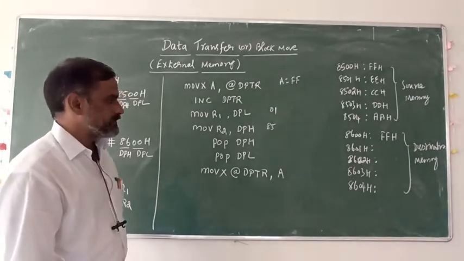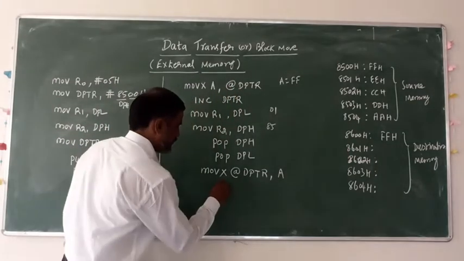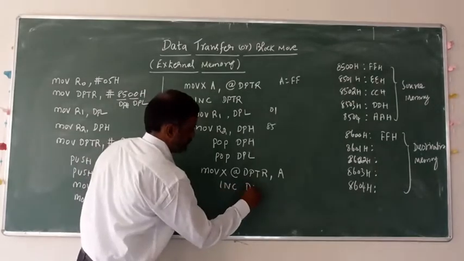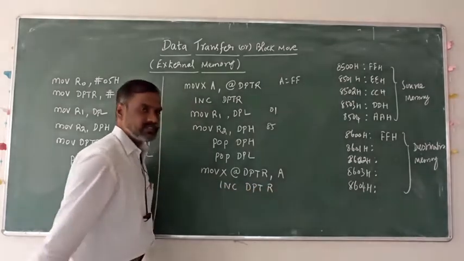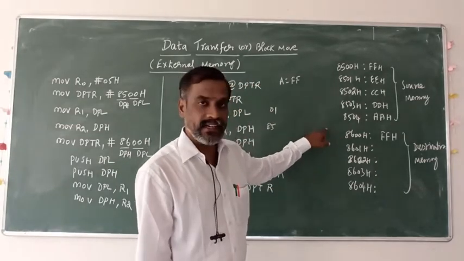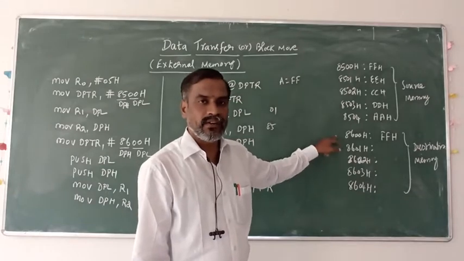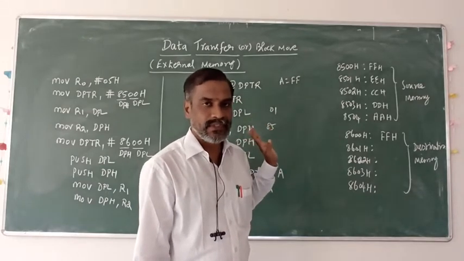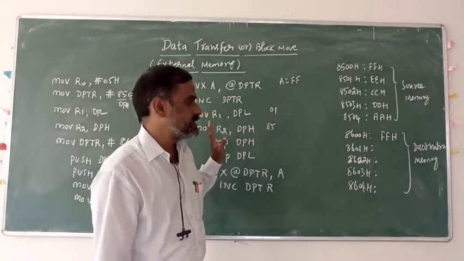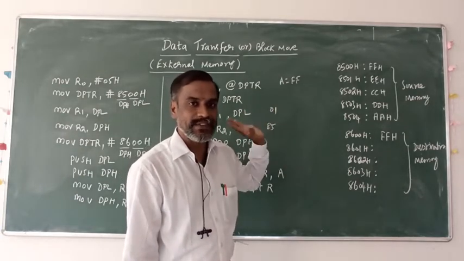Okay. Next we have to increment the destination address. INC DPTR. Now the address will be incremented. Okay. Total 5 data, one data we already transferred. Okay. Now to check whether all the data is transferred or not.